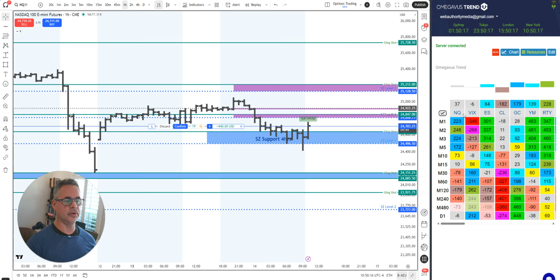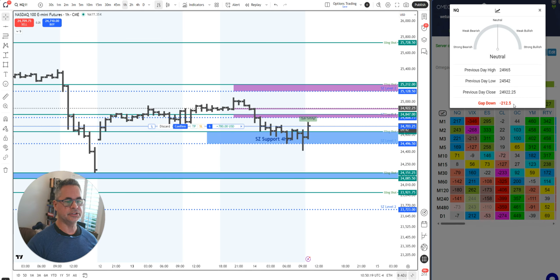If we click on the OT and Q, you can see it tells you right now we're about 212 points gap down. So I'm assuming that they will possibly try to go and close or try to push the market back up again as close as possible to the 24,922 area. Does that make sense?